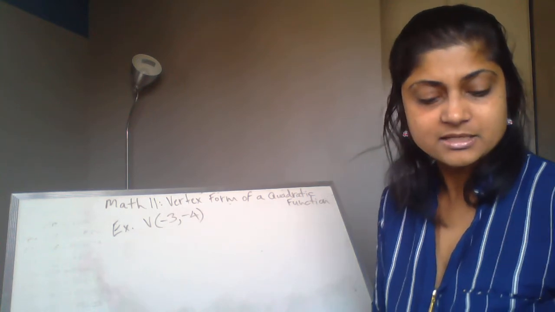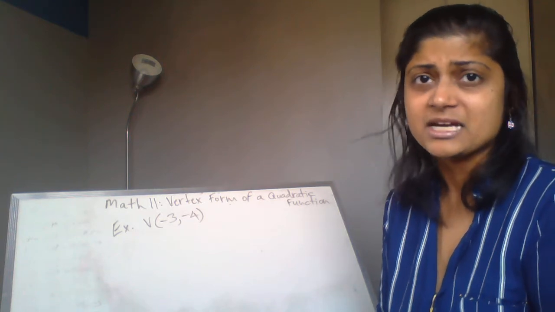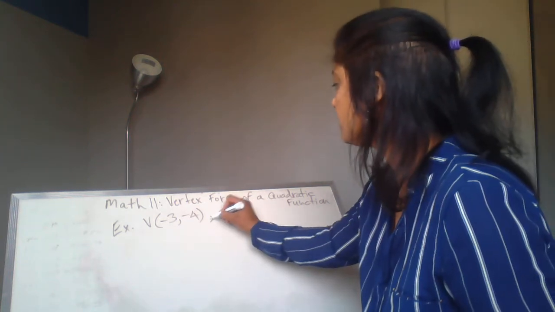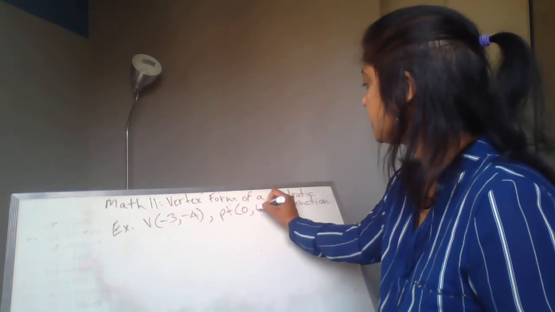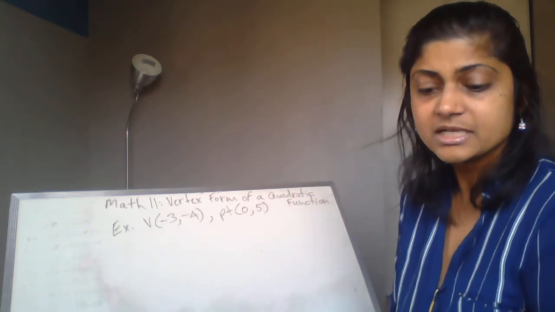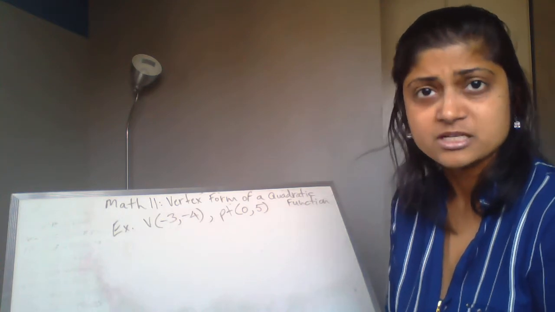So again, this can also be given as a word question. It doesn't have to be a graph. I'm going to put down the point, and the point that's given here is 0 and 5. And I am looking for the equation of this quadratic in the vertex form.